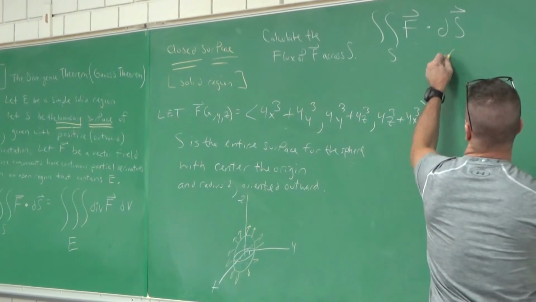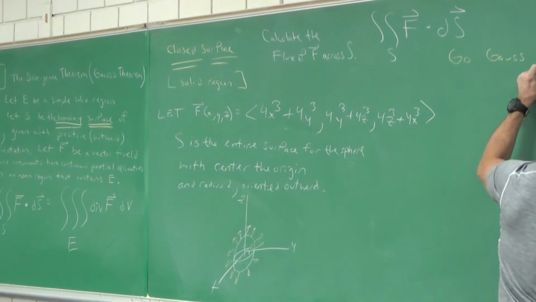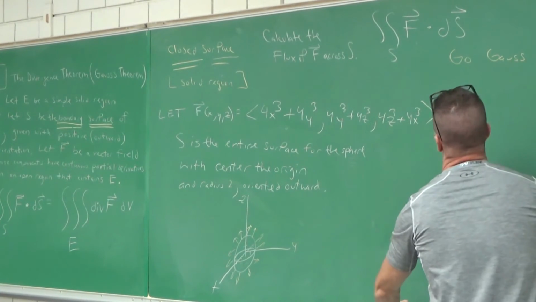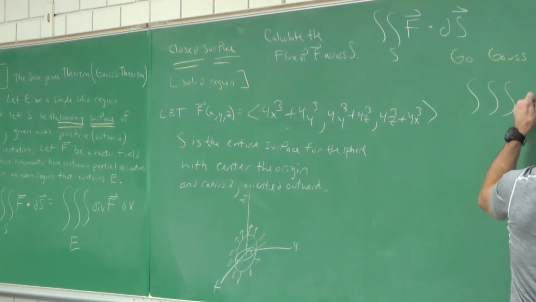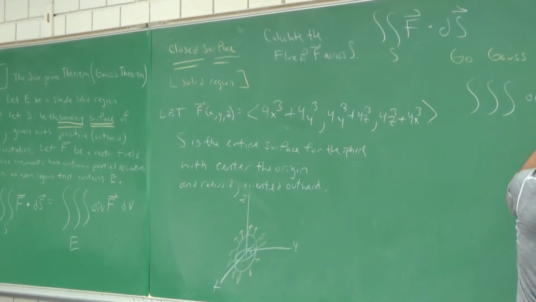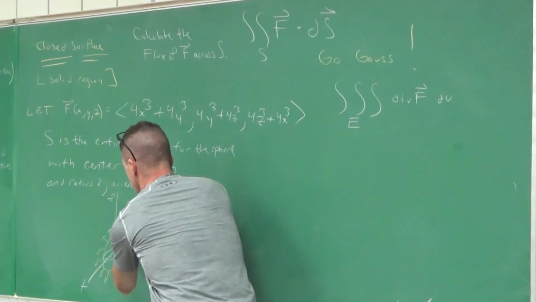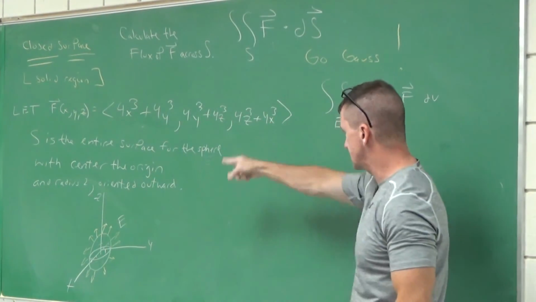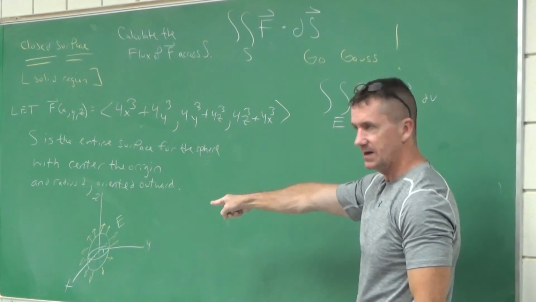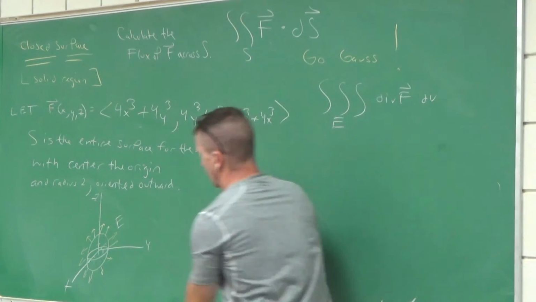All right, so let's go Gauss. Gauss's divergence theorem. All right, check one up. Divergence of the vector field. This is E. E is the solid. That's E right there. When you see that E, go, what is E? We're talking about that solid region right there. E is that sphere, that entire solid.